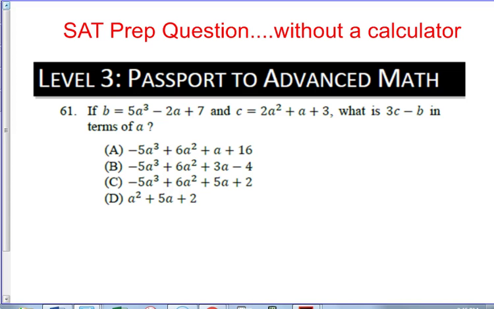All right, so before we start, we're going to start doing SAT questions, okay? Just like one a day. Talk about strategies. So this is an SAT question. It says if B is all this mess and C is all this mess, what is 3C minus B in terms of A? Any ideas? Okay, so it says 3 times everything that's C minus everything that's B.